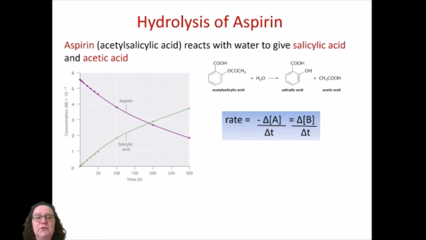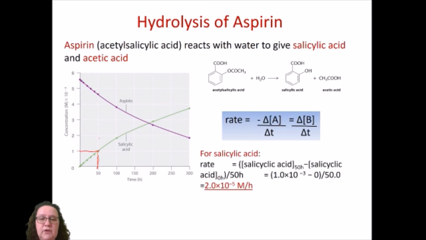So I hope that you stopped the video and had a go at the exercise. How would I go about doing this? Well, if I choose, for example, to calculate the reaction rate with respect to the formation of salicylic acid, then I would simply look at the values at 0 and at 50 hours of the concentration of salicylic acid. So at 50 hours it is roughly 1 × 10^-3 molar. At time 0 it is 0. The reaction hasn't started yet, and the time period is 50 hours. And I have a rate of 2.0 × 10^-5 moles per liter per hour.